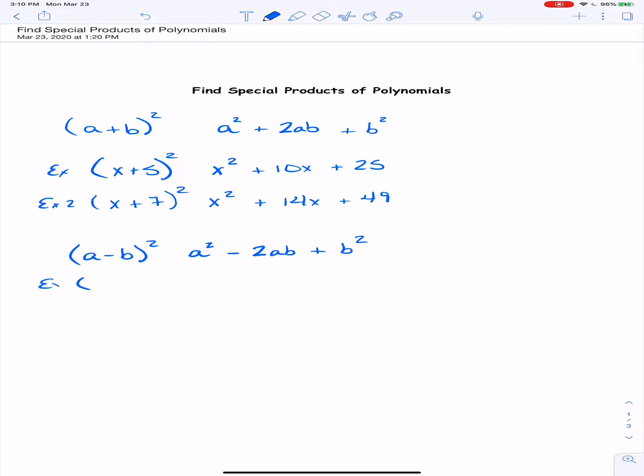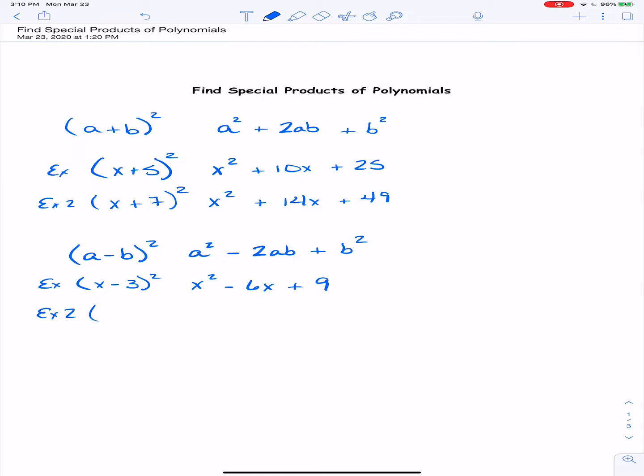Here's our first example. Let's go (x - 3) squared. We're going to square the first number. 3 times x is 3x, times 2 is going to give us 6x, and then negative 3 squared is going to give us 9. Okay, let's do one more of these examples.